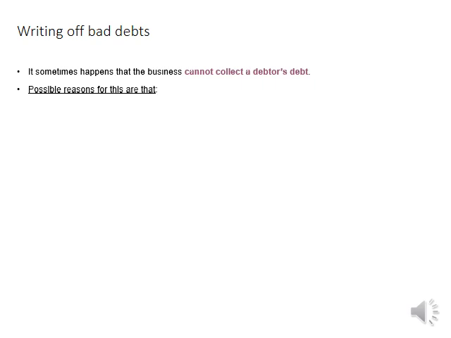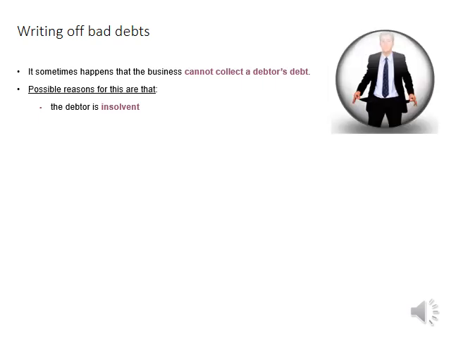The possible reasons for this are that the debtor is insolvent, which means he does not have enough money or assets to pay all his debts. His financial affairs are taken over by an attorney who then decides how he will pay his debt. Or the debtor cannot be traced. He has disappeared.